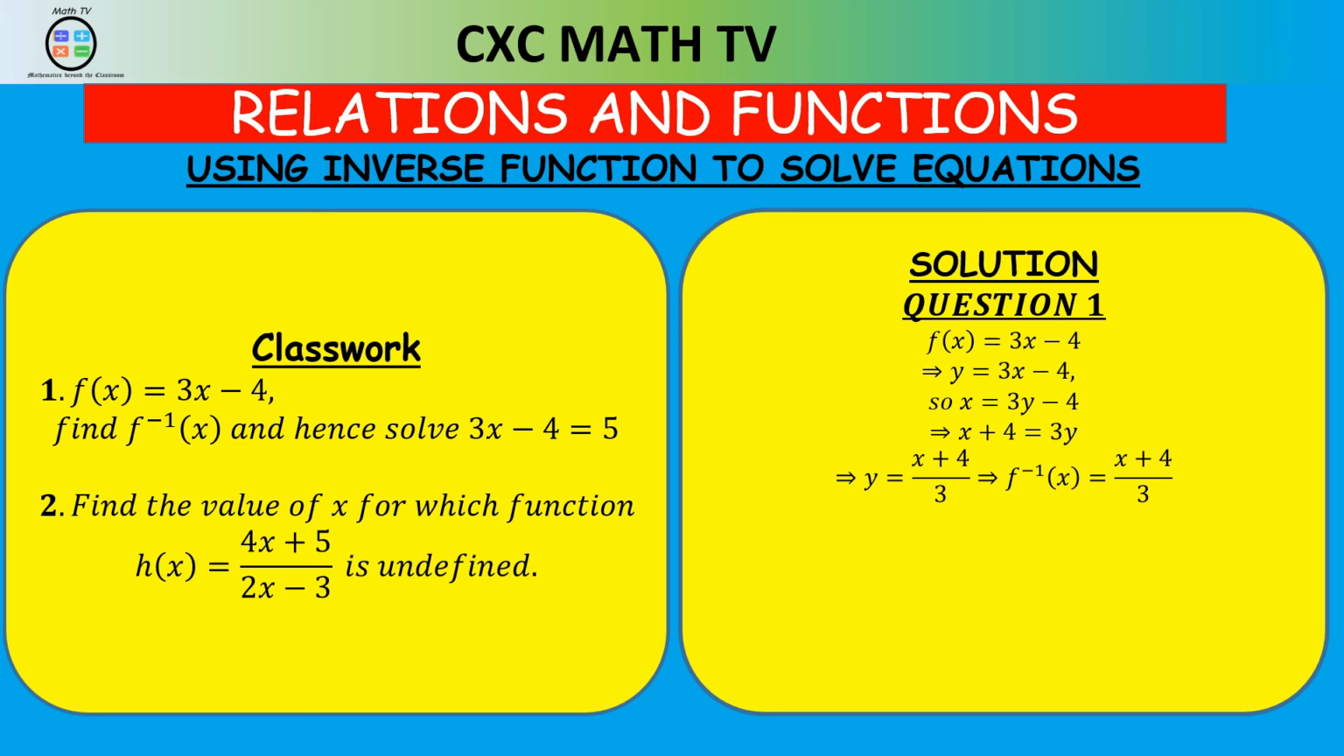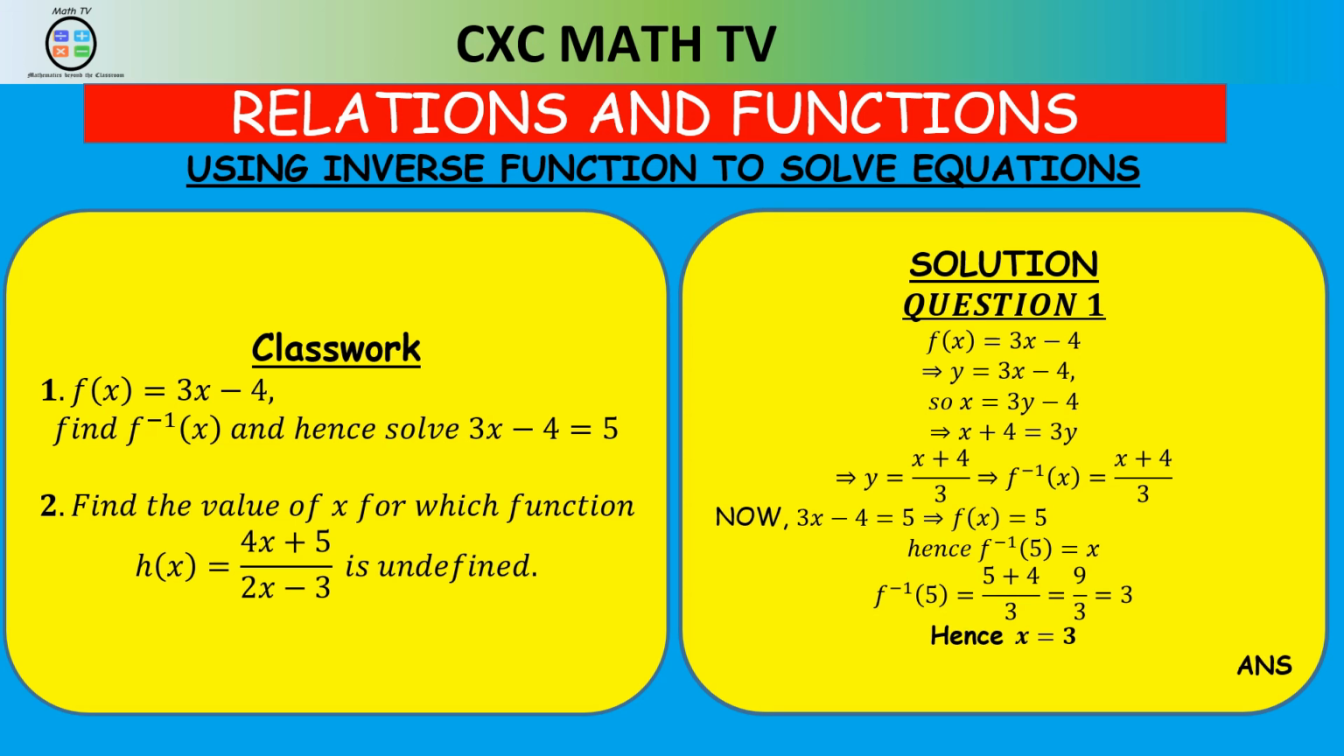Now, 3x minus 4 equal 5. That is literally saying f of x equal 5. Using the inverse law, hence, that is saying x equal f inverse of 5. So f inverse of 5 is going to be, replace the x with 5: (5 + 4) over 3, which is 9 over 3, and so x equal 3. So the answer for that equation is x equal 3.